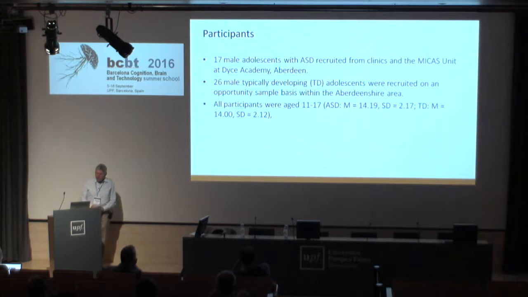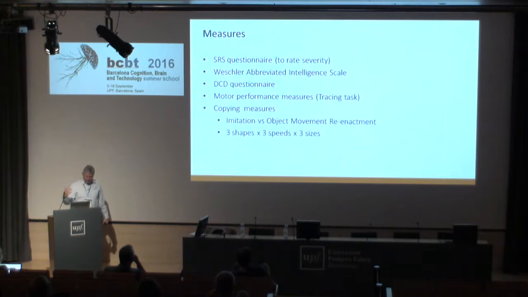Then we carried out this study with a group of young male adolescents with autism in Aberdeen, along with 26 controls. They were all aged between 11 and 17, and they all had an IQ in the normal range. We gave them the SRS, the Social Responsiveness Scale questionnaire. It's a measure where parents fill in the questionnaire, and it rates the severity of the autism. We measured IQ with the Wechsler. We also measured motor skill. And then we looked at these copying measures.